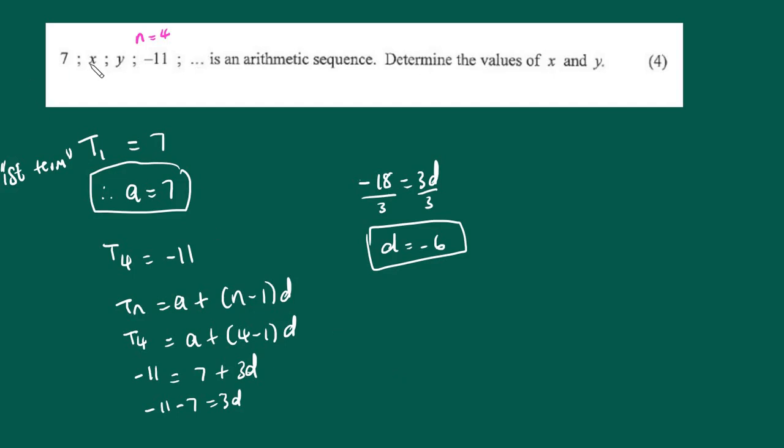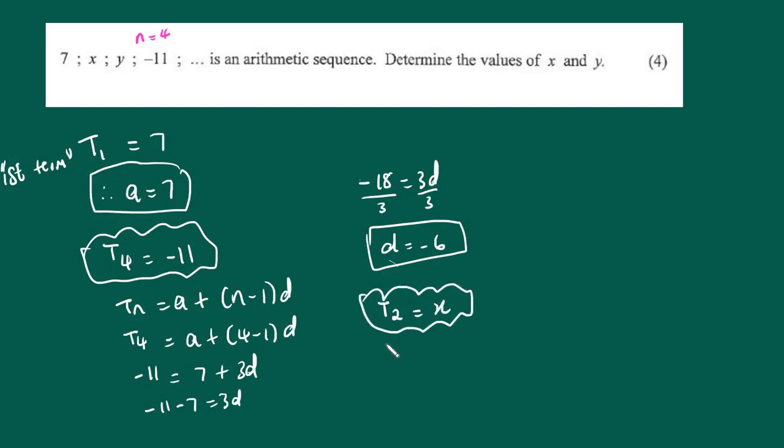Now your x is in which term? The position. X is in position 2. So can we agree that just like I said t4 is negative 11, I can also say t2 is equals to x, because that is what I see there. Now t2, if you were to use this formula again, t2, good people, it's a plus 2 minus 1 and then d, because your n will be 2. So that means you're gonna have t2 is equals to a plus d.